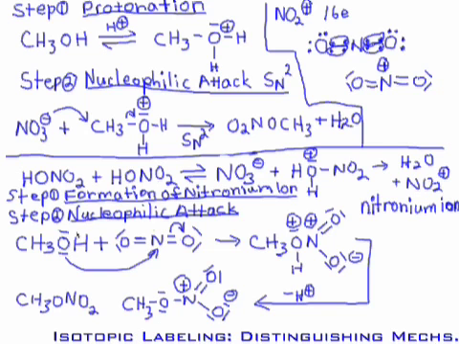Now, we can never prove a mechanism correct, but what we can do is prove a mechanism wrong. Up to now, we've never used the tool of isotopic labeling to distinguish between mechanisms, and I would like to show you how this works now. There is an isotope of oxygen called oxygen 18. Most oxygen is oxygen 16. That is, it has 8 protons and 8 neutrons. But this rarer isotope called oxygen 18 has 8 protons and 10 neutrons.